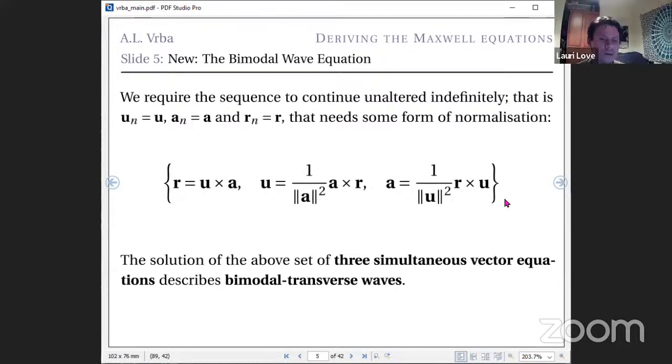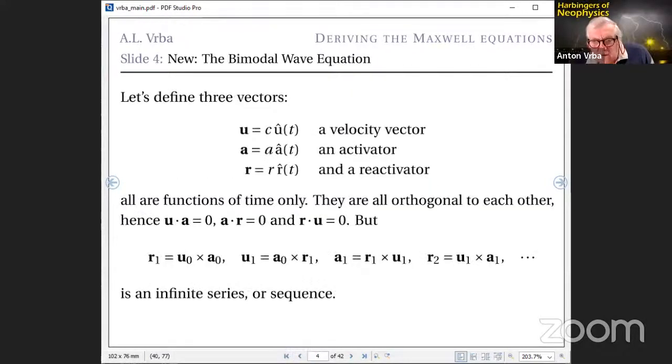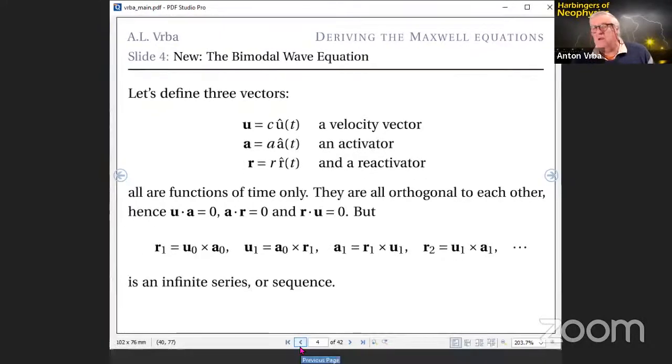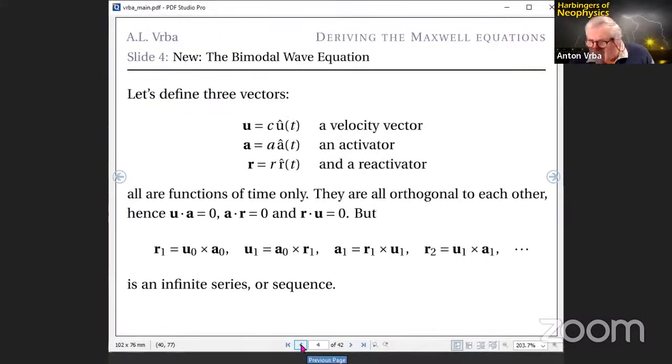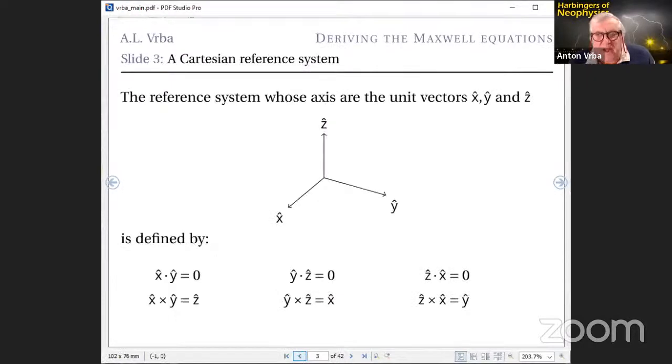Sorry, can you explain how the infinite sequence arises from the cross product? Okay, let's go back to here. Thank you for interrupting. If anything is not understood, please interrupt. We've got lots of time.